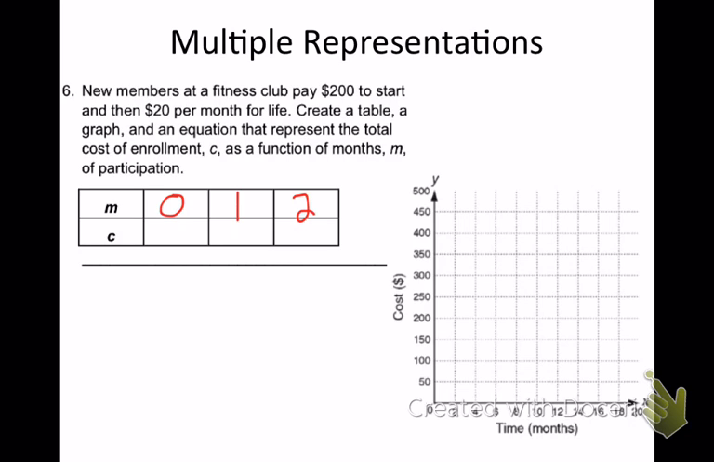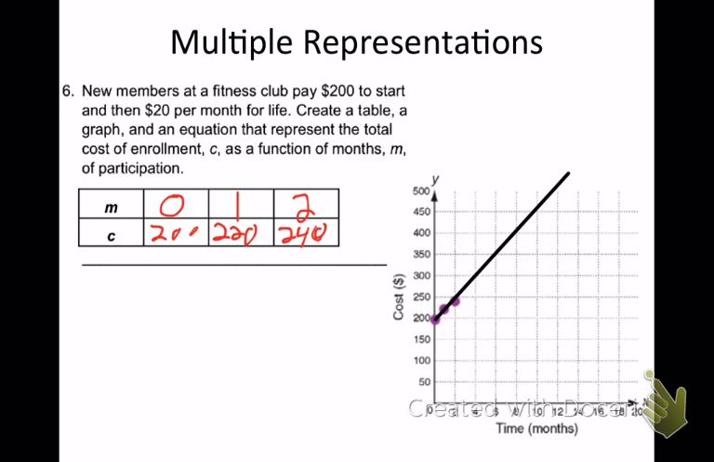Jeremiah's got it for me. Jeremiah, give me the cost at the bottom there. Give me the C's. What do you got? 200, 220, 240. And 240, not 222. 220 and 240. So I plot those coordinates, and I have something like there, and there. So I got a graph that goes something like that.